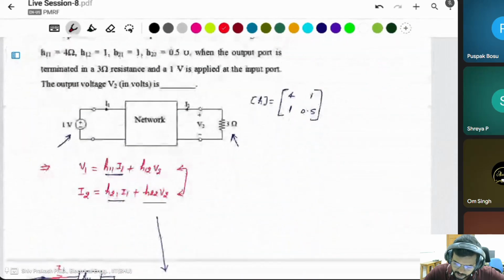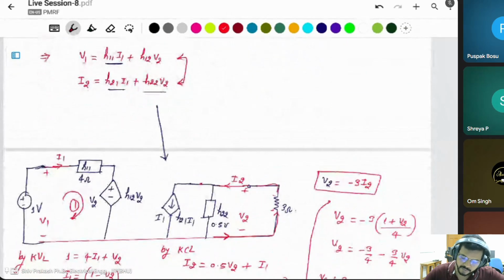And the next one is the H parameter. H parameter is simply between the current source, a voltage source, and a current. The current is the secondary side current, not the primary side current. Then simply we have to draw the first one. This one, the first port, is H11 I1. It means this is V1 by I1, which means it is an impedance.